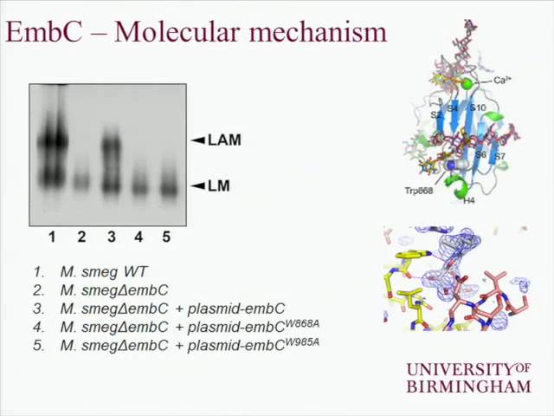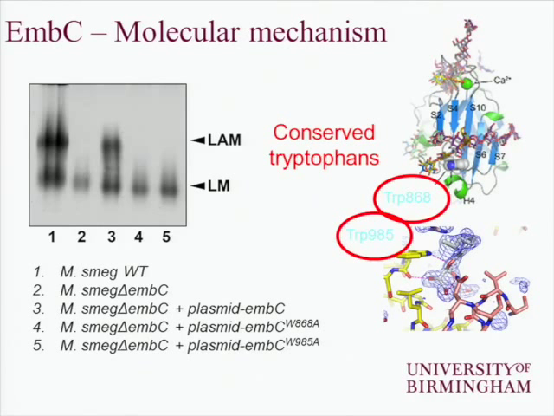One of the other things that it allowed us to do is that we had a mutant in MC in Smegmatis. Basically, if you look at the profiles, in the wild type you have LAM and LM, and in the mutant you just have LM. If you add back MC, you can get restoration of LAM synthesis. But one of the things the structure allowed us to do was identify conserved tryptophan residues, and when we made site-directed mutants on the plasmid and put these back in, you didn't get any synthesis of LAM. So it allowed us to explore structure-function relationships in terms of the protein and the product that's synthesized.